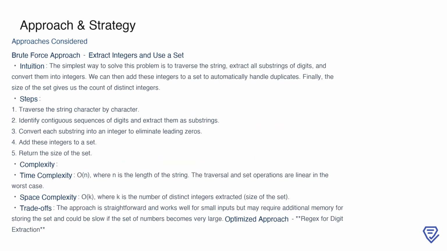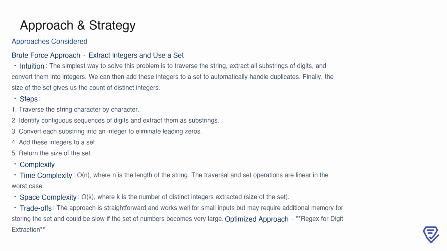To begin solving this problem, we first considered the brute force approach. The intuition here is straightforward: traverse the string character by character, extract all sequences of digits as substrings, and convert each one into an integer. By converting to integers, we naturally eliminate leading zeros. These integers are then added to a set, which automatically handles duplicate values. Finally, the size of the set gives us the count of distinct integers in the string.